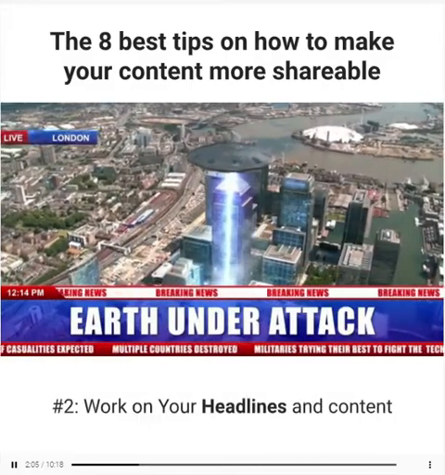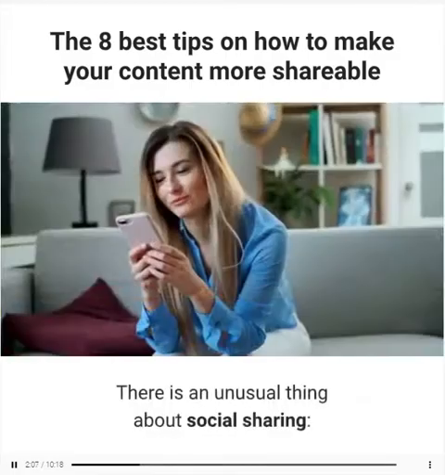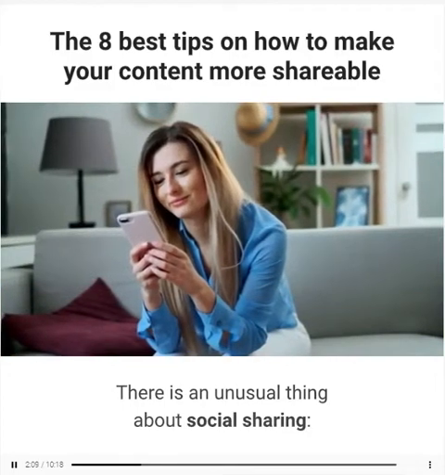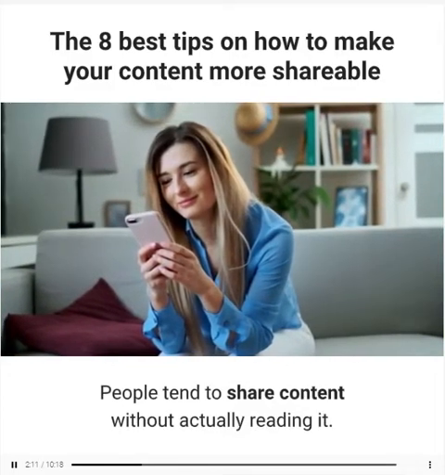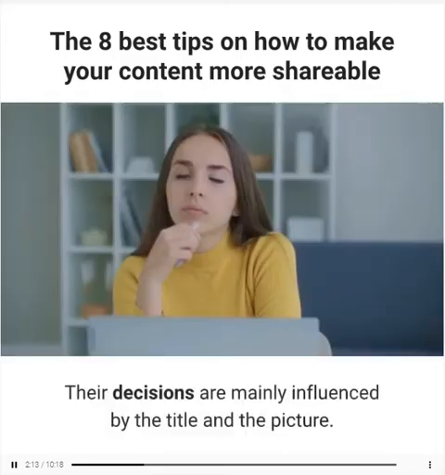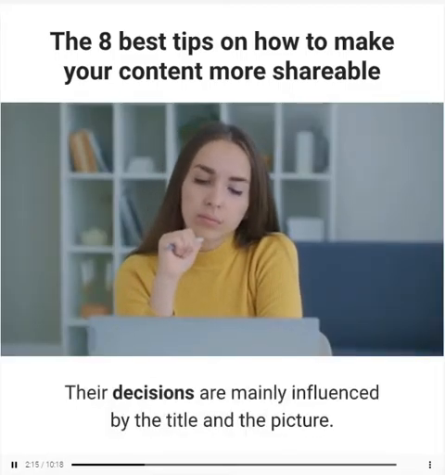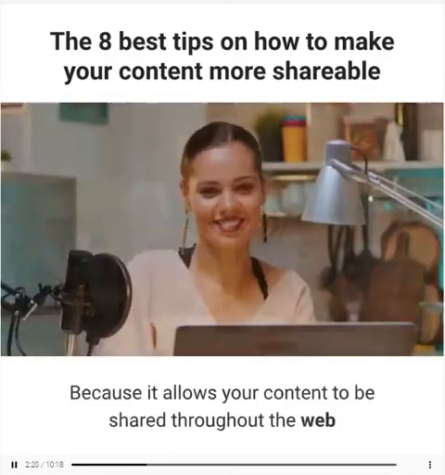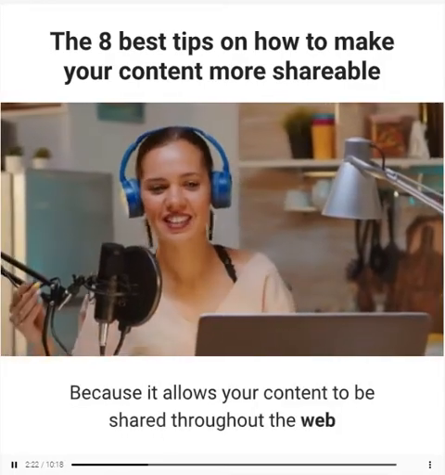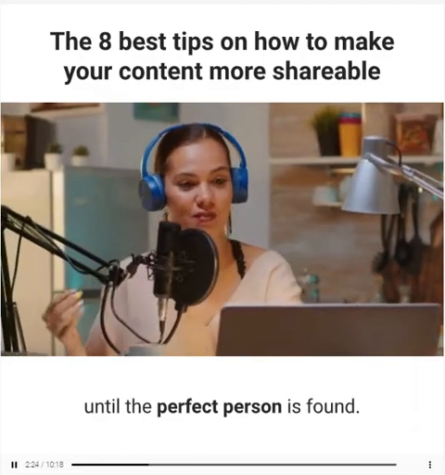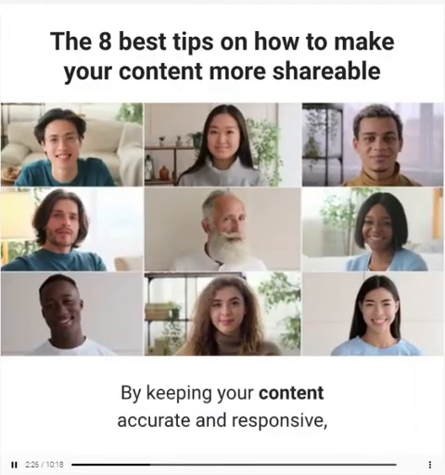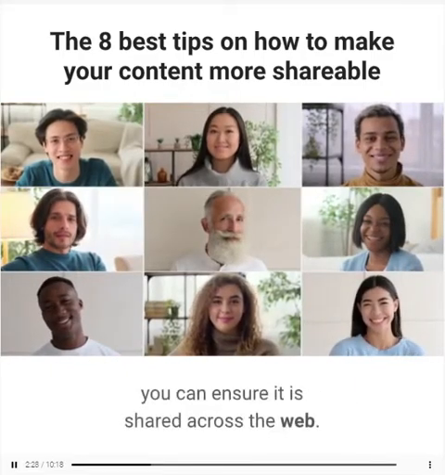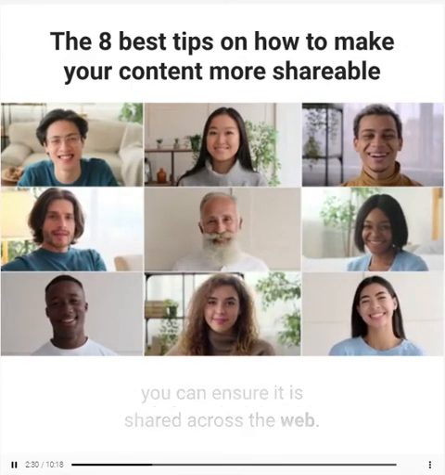Number 2. Work on your headlines and content. There is an unusual thing about social sharing. People tend to share content without actually reading it. Their decisions are mainly influenced by the title and the picture. How does this benefit you? Because it allows your content to be shared throughout the web until the perfect person is found. By keeping your content accurate and responsive, you can ensure it is shared across the web.